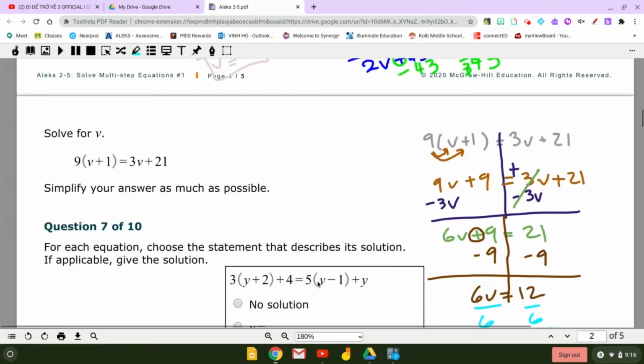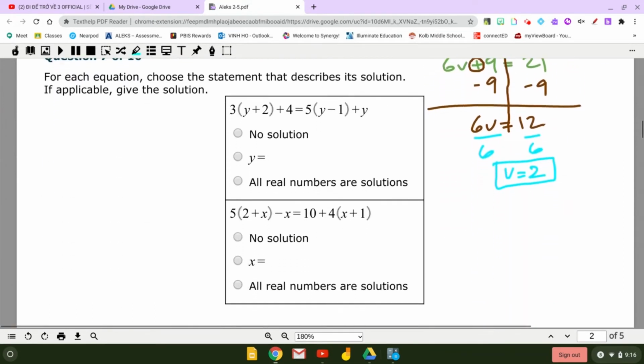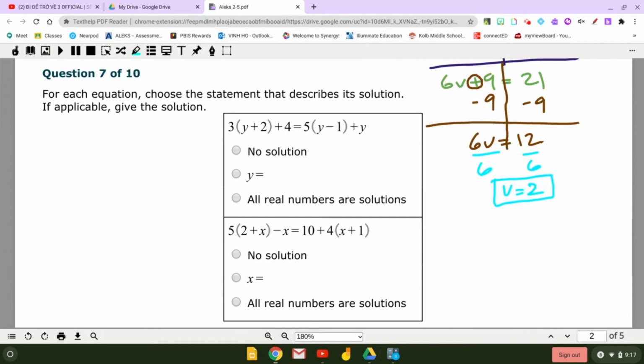All right, we go down to problem 7. For each equation, choose the statement that describes its solution. If it's applicable, give the solution. In this problem, you may end up with no solution, real number solutions, or one single solution. That's the one that we've been doing. Whenever you have your unknown equal to a number, it means there's one solution.